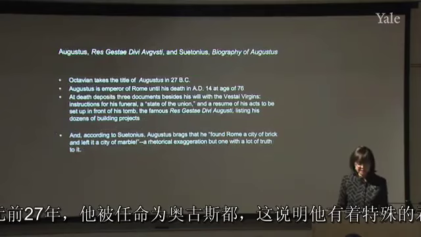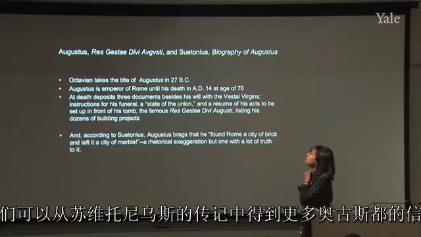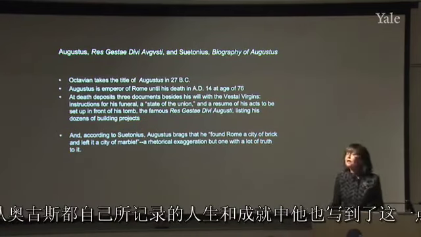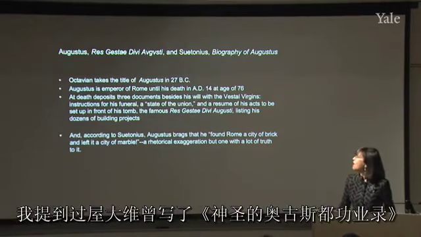We have additional information about Augustus from Suetonius's biography of him. He wrote one of him, obviously, as well, and from Augustus's own account of his life and of his accomplishments. That's called the Res Gestae Divi Augusti.